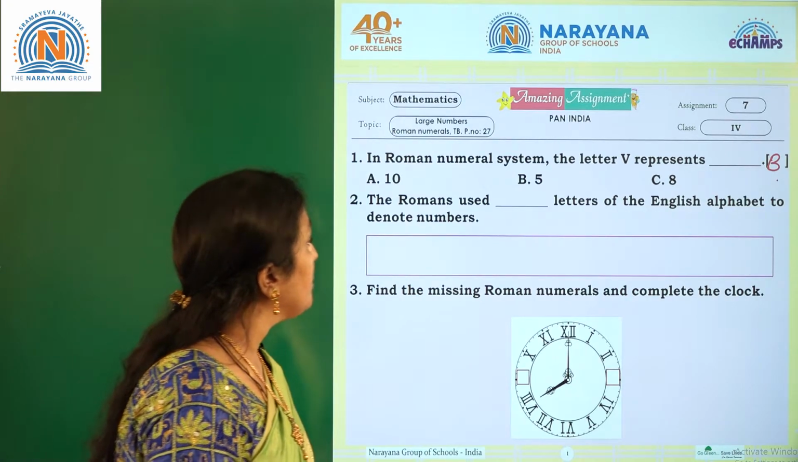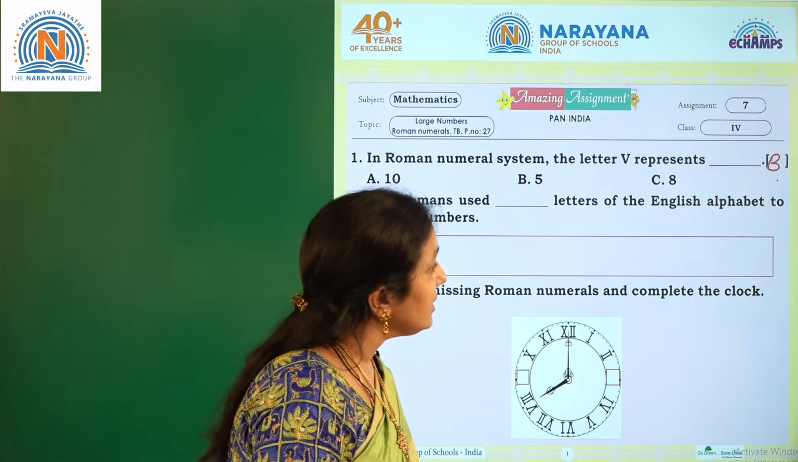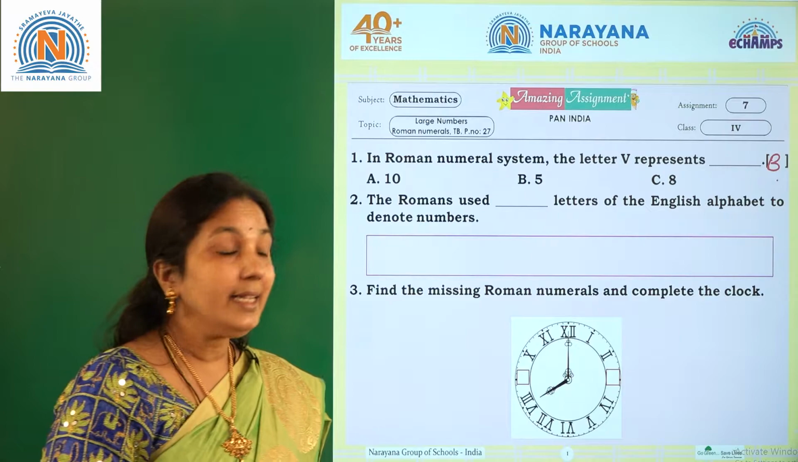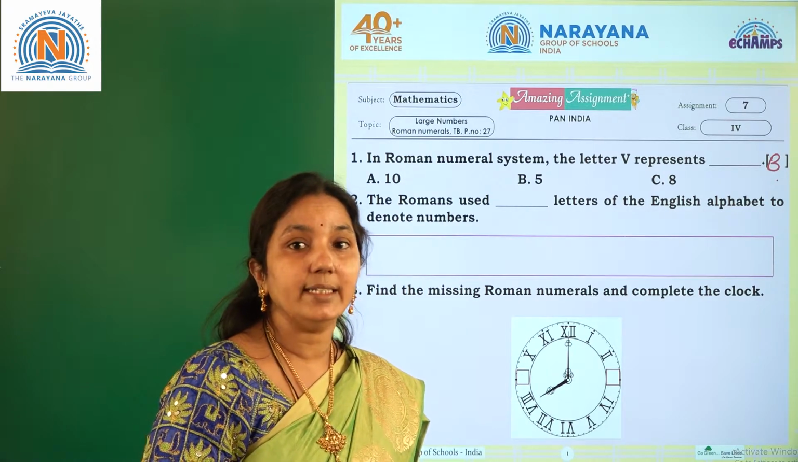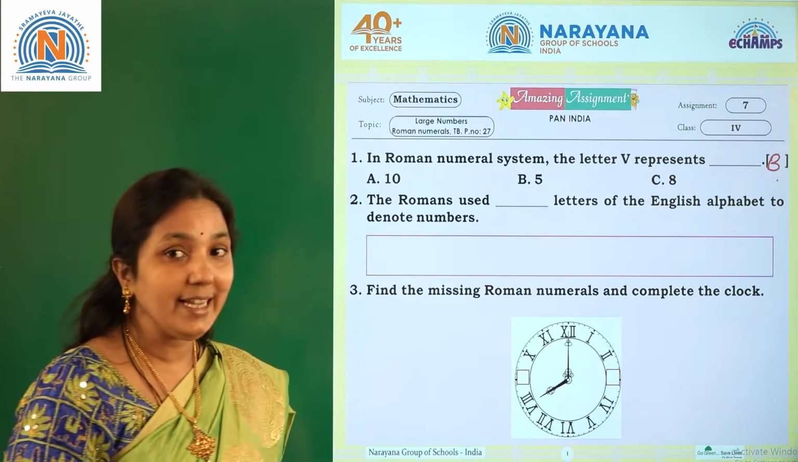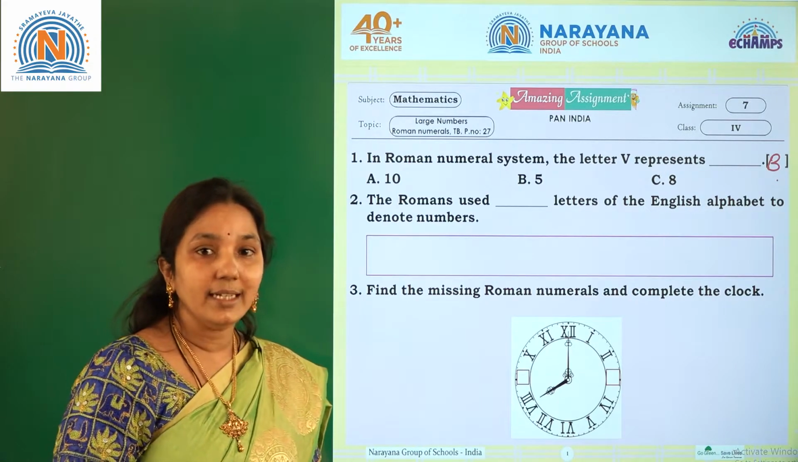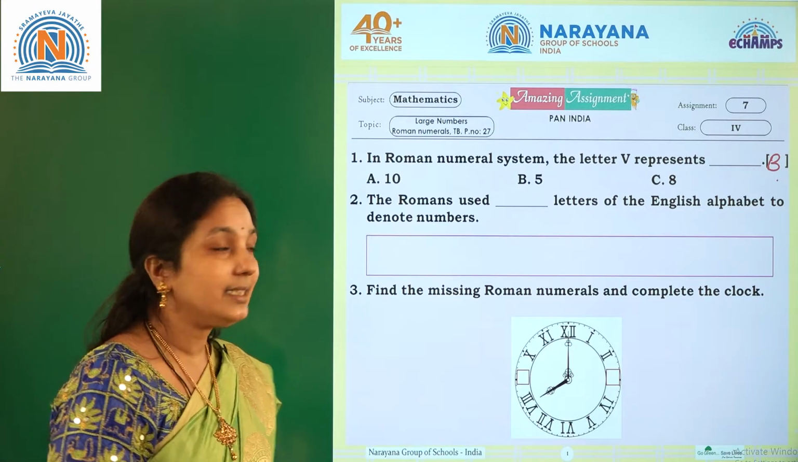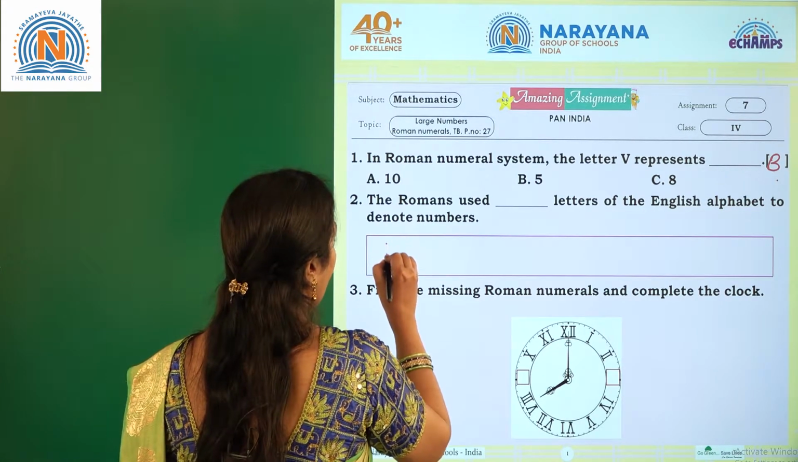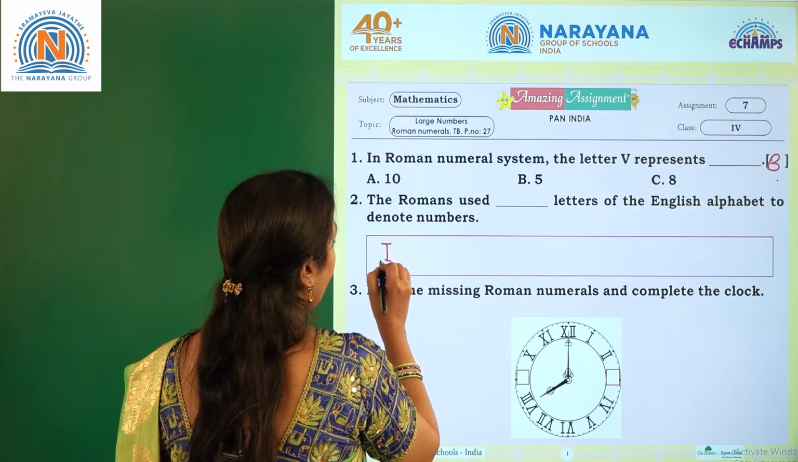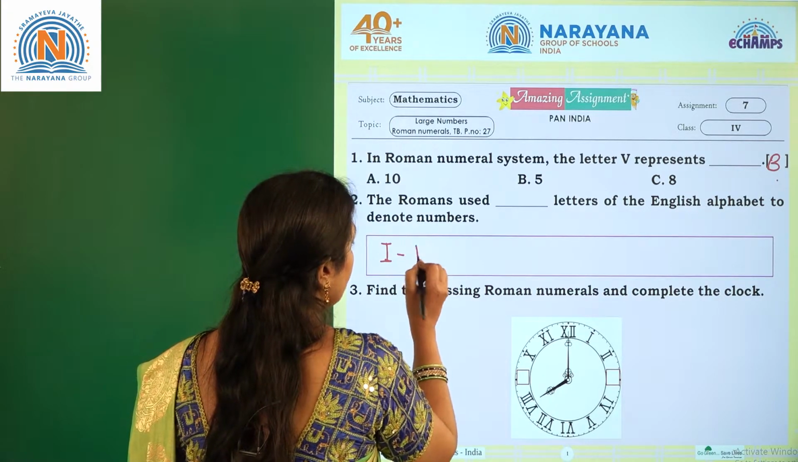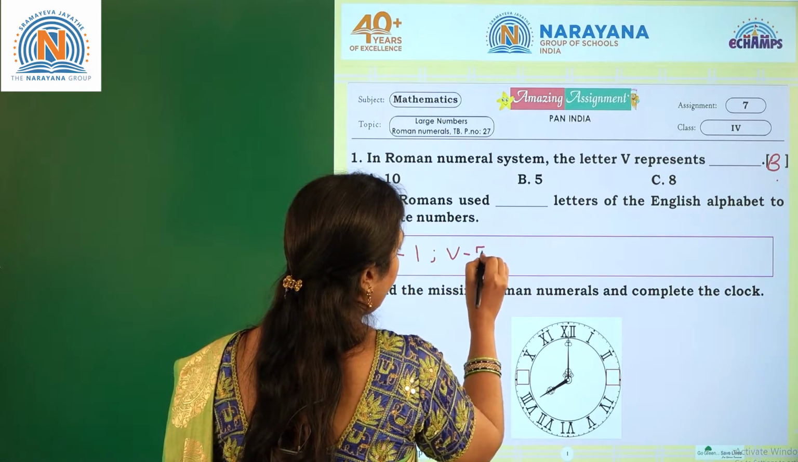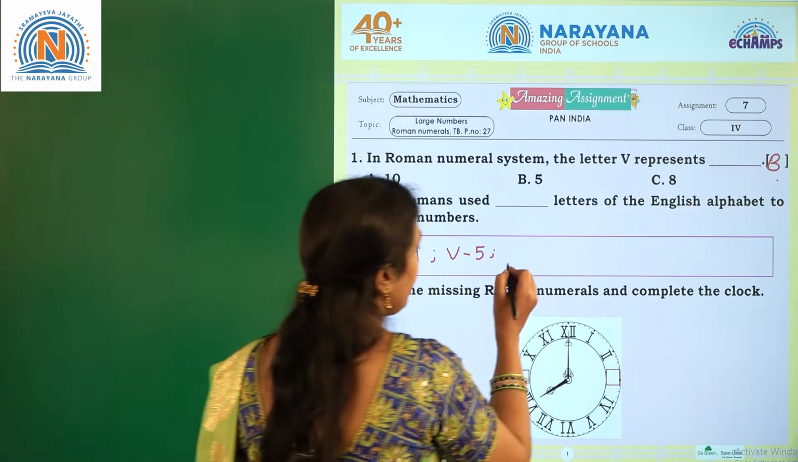The Romans used dash letters of the English alphabet to denote numbers. So how many letters they are used to write numerals? So already you learned the 7 letters. The 7 basic letters are used. What are that? The letters are I. So what is the I? I represent the value is 1. What is the next one? V. The value of V is 5. What is the next one?